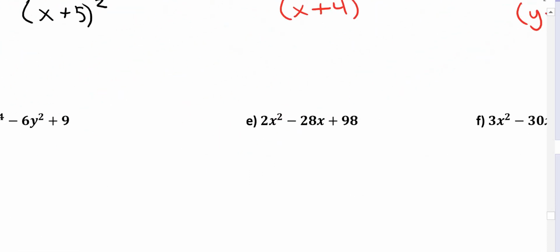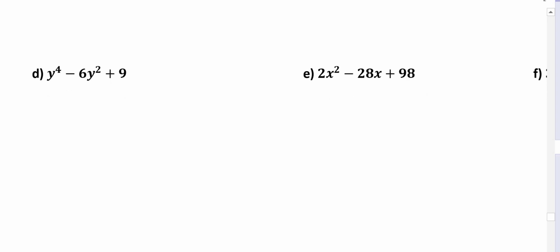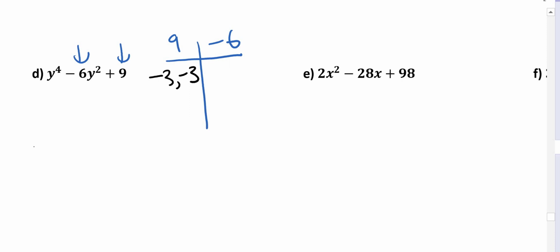Okay, let's move on to letter D. For letter D, we still have a trinomial, so we can set up a little table here. There's a 9 and a negative 6. So we need two numbers that multiply to 9 and combine to negative 6. So negative 3 and negative 3 are two numbers that would work. All right, so now we would set up the brackets.